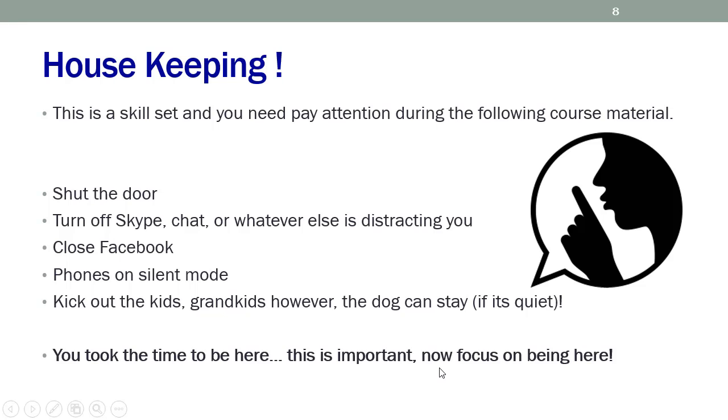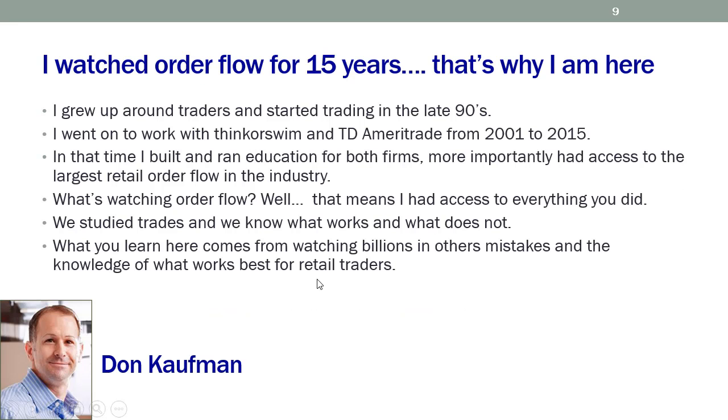Here's a little bit about myself. Again, my name is Don Kaufman. I started in this business quite some time ago, actually in the late 90s. And one of the reasons that I'm here, well, I watched order flow for 15 years. So I actually grew up in and around traders. As I said, I started trading in the late 90s, but before that, I had family that traded. I actually had an uncle that was a market maker in the early 1970s, but he started a trading firm and they owned over 500 seats on exchanges around the world. So I grew up around it. I got involved in the late 90s.